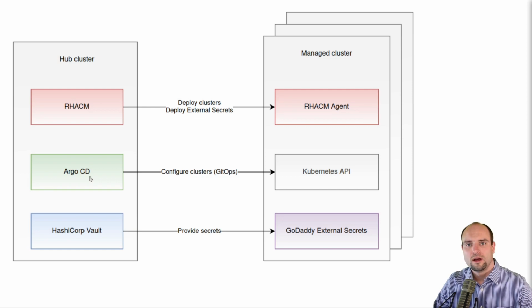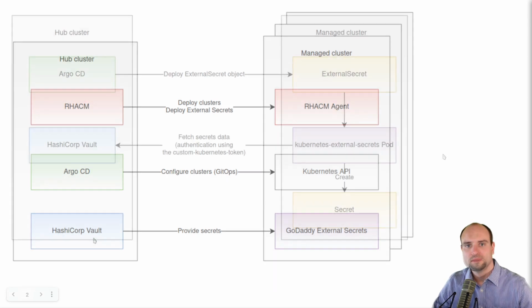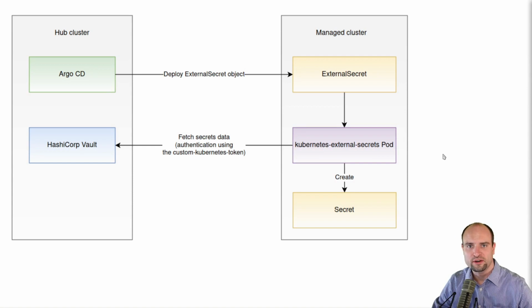The bottom part of the diagram is showing our approach to Kubernetes secrets management. In our environment, we were already using HashiCorp Vault to manage secrets. So the question was, how can we use HashiCorp Vault to also manage Kubernetes secrets? And there are several ways to achieve it. We chose to use the GoDaddy External Secrets operator, which is able to create Kubernetes secrets out of the secret data from HashiCorp Vault.